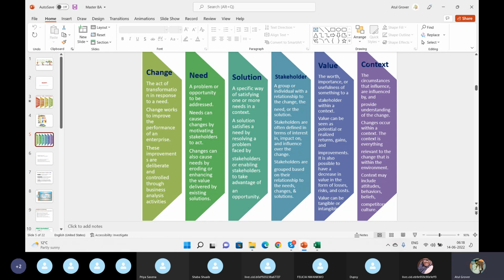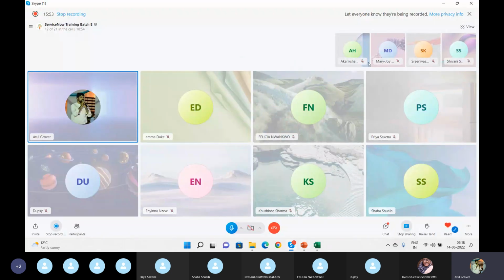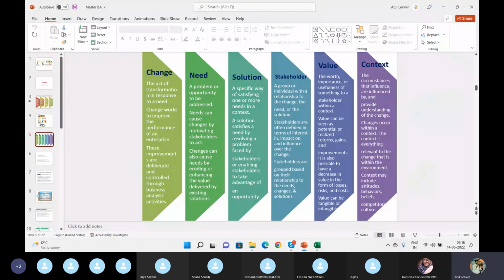And lastly, the context is the circumstances that influence or are influenced by the change. So being a BA, if you're dealing with these areas, you have to remember the 6 terms. What is the change I'm going to make? What is the need for that change? What is the solution for that? Who are the stakeholders involved? What is the value they'll be getting, and in which context do I have to define that?